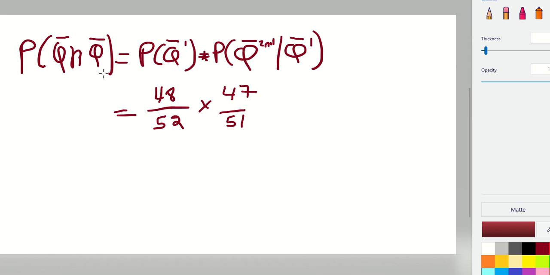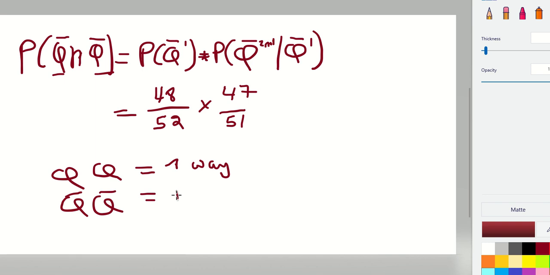No order matters here. This can happen only one way. Not queen, not queen. That's it. Okay, so when we did the queen and queen, there is only one way this can happen. If you do not a queen and not a queen, there's also only one way this can happen. However, when we do queen and not a queen, it can be the other way around as well. So you have to account that there are two ways this can happen.